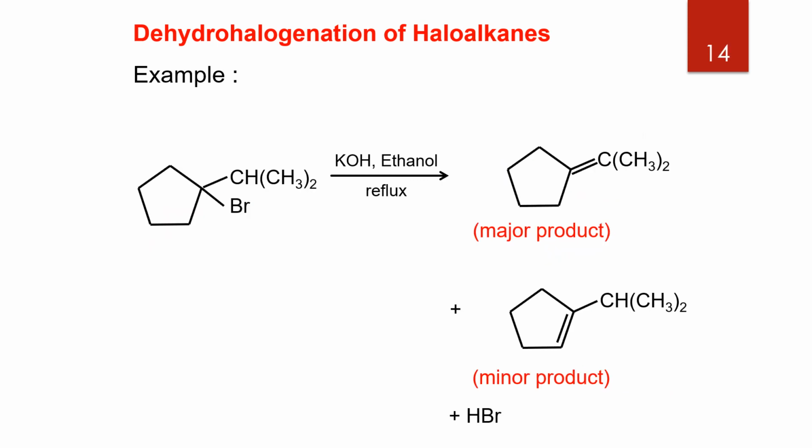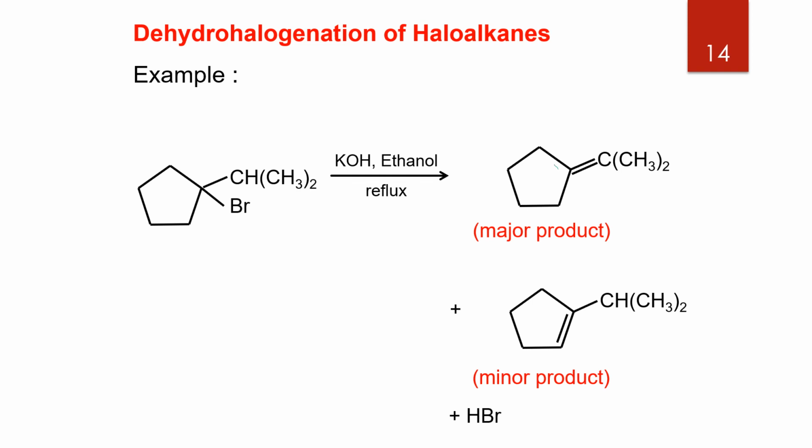Another example shows the dehydrohalogenation of 1-bromo-1-isopropylcyclopentane. When 1-bromo-1-isopropylcyclopentane is refluxed with potassium hydroxide in the presence of ethanol, it gives two types of alkenes. Between the two alkenes, which one is the major product?